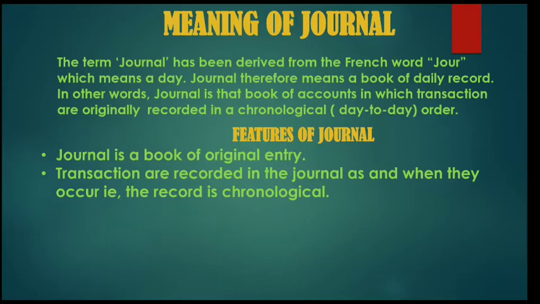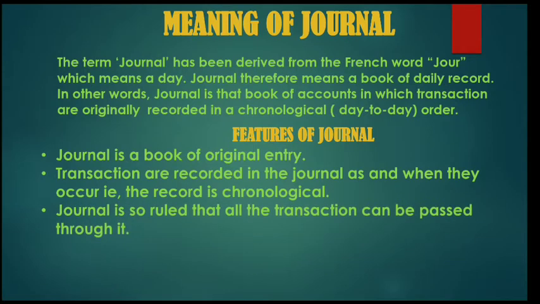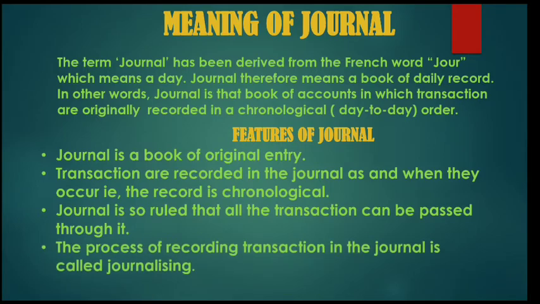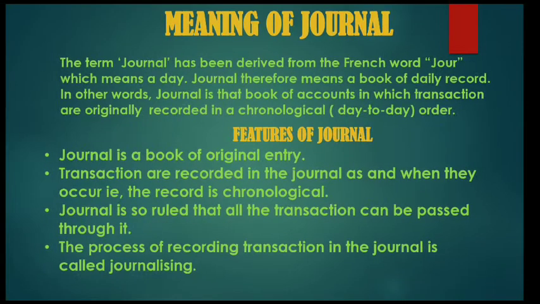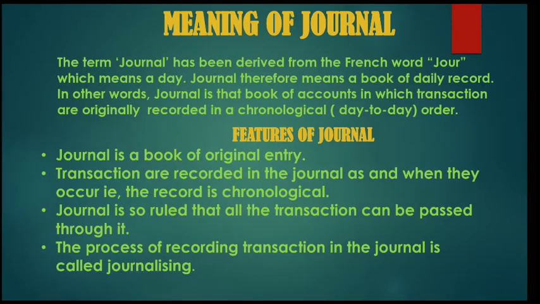Transactions are recorded in the journal as and when they occur. Suppose it occurred today, so today only we have to enter the transaction record in a chronological order. Journal is so ruled that all the transactions can be passed through it. So whatever transaction is taking place, it has to be passed through the journal for keeping the records. The process of recording transactions, the way we are recording the transactions in the book of entry or journal, is known as journalizing.